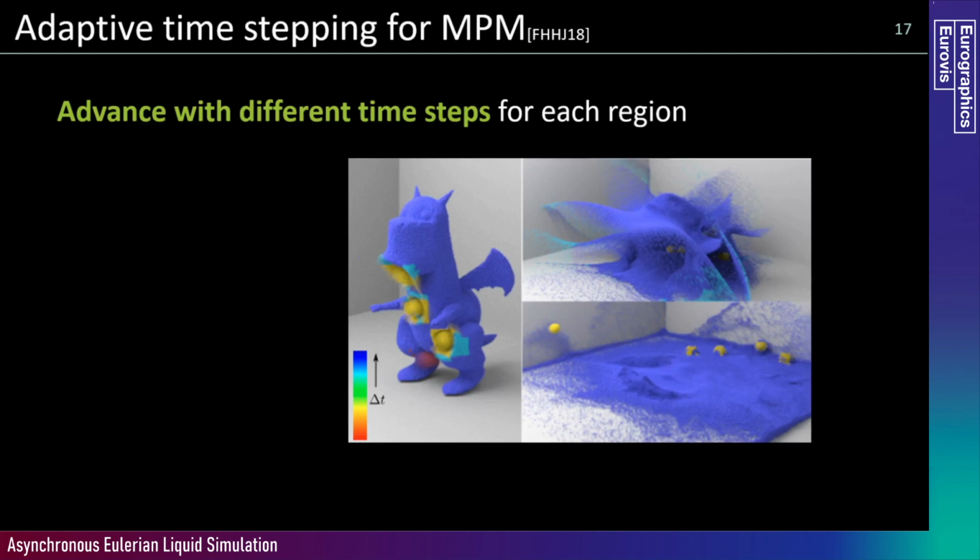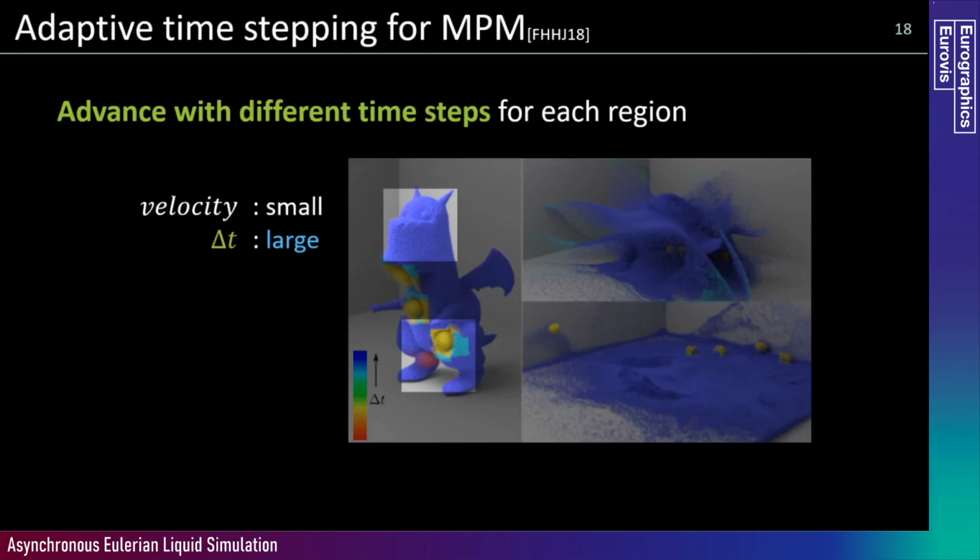Another approach is for the material point method, which is one of the Lagrangian methods. They use asynchronous time steps to advance instead of the global time step. With asynchronous time steps, they assign different time steps for each region. For example, the figure shows fast balls impacting on the dragon scene. Around the dragon's head, where the velocity is small, the region is advanced with a large time step, and near the fast ball a small time step is used because the region includes fast-moving particles.